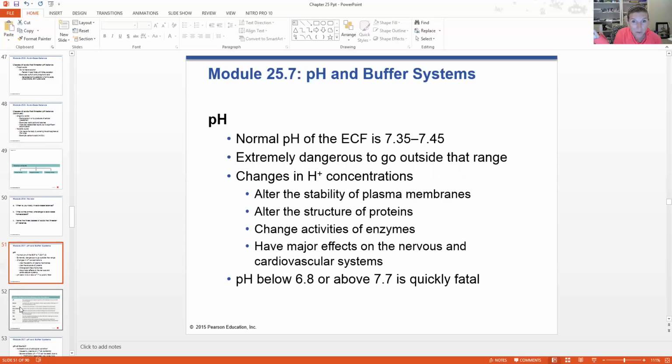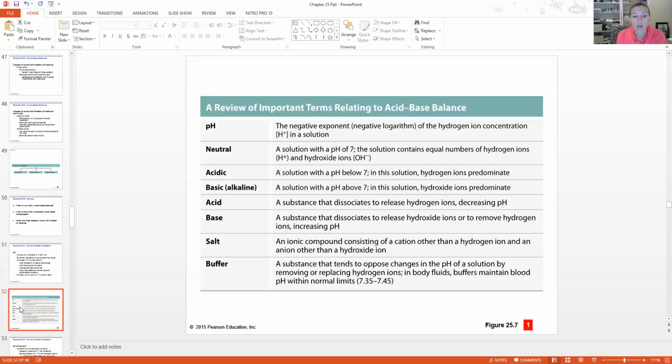Our body is mostly proteins. So if we're changing our blood pH, we're changing all of our body's proteins. Very, very dangerous. That's going to also change our enzymes. Enzymes are proteins. So if our enzymes can't work to do our metabolic processes, big problem there. They also have major effects on our nervous and cardiovascular systems. So a blood pH below 6.8 or above 7.7 is very, very fatal and dangerous. Don't mess with it.